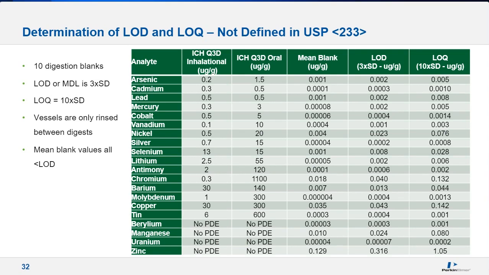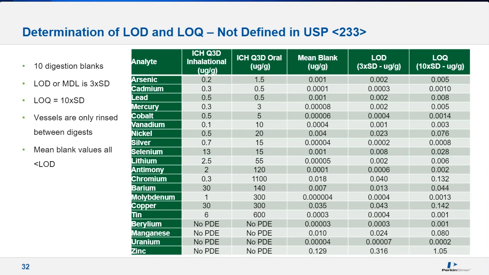So if you look at our mean values on this table, they are all less than the limit of detections, which is good. There's no vessel contamination above our limit of detection. Note that all these values are factored up to the parts per billion or micrograms per gram using the 100-time preparation factor of the method. The first two data columns contain the ICH-Q3D inhalational and oral limits based on a 10-gram dose. So you can see that the LODs and LOQs are significantly lower than the PDEs because of the sensitivity inherent in ICP-MS.